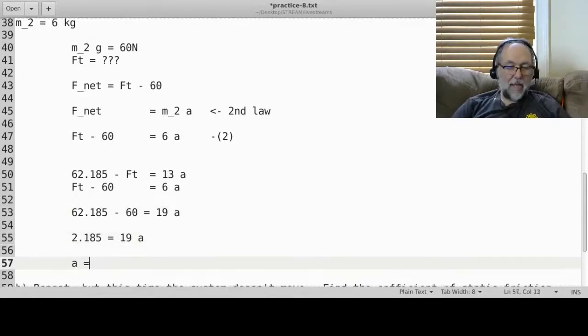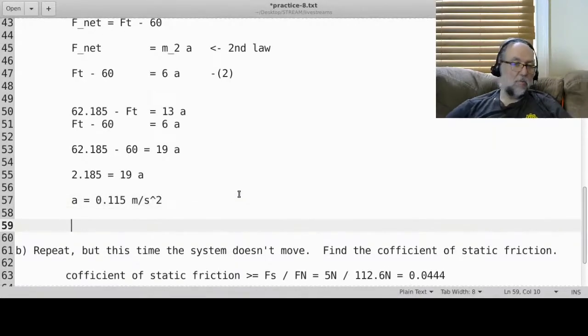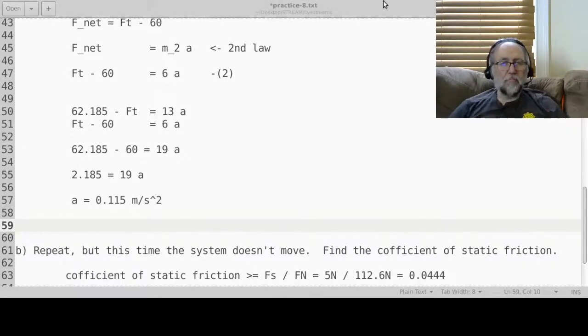And then finally, we're going to get that a is equal to, let me get that answer, a small number, but there it is. a is going to equal 0.115 meters per second squared. So it's going to be accelerating downhill with that speed. All right, and that's it for today.